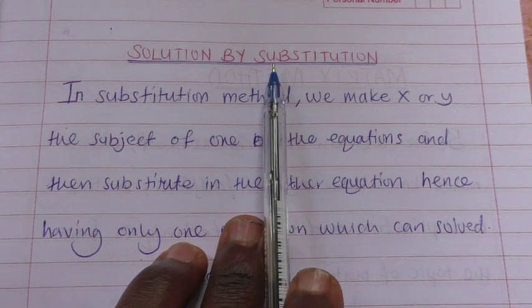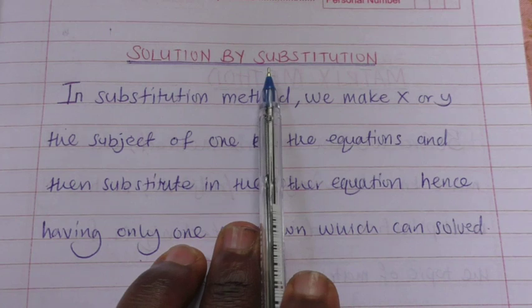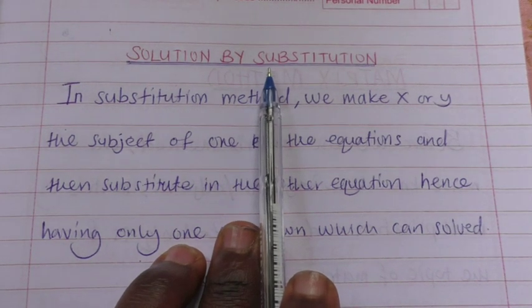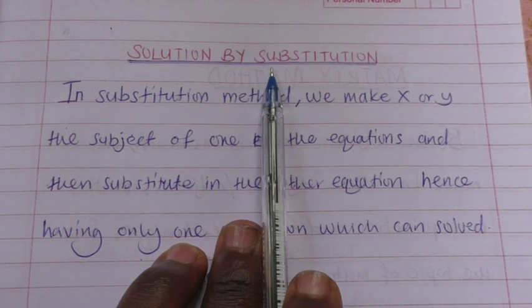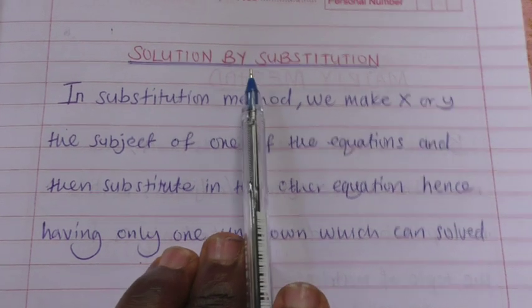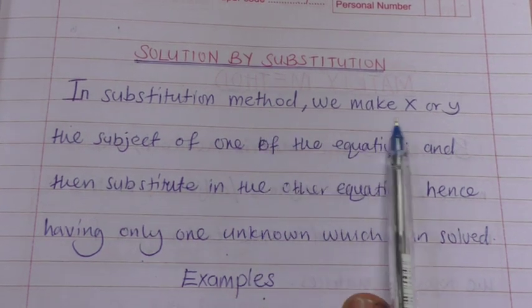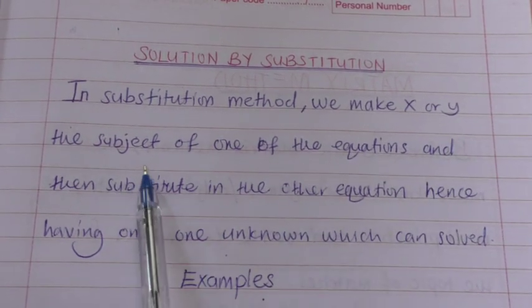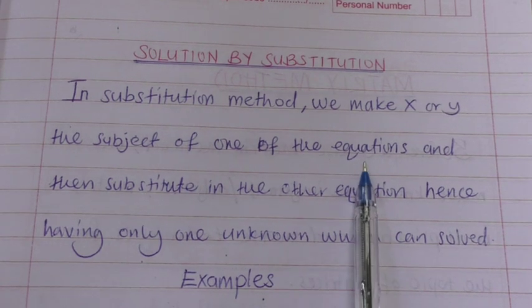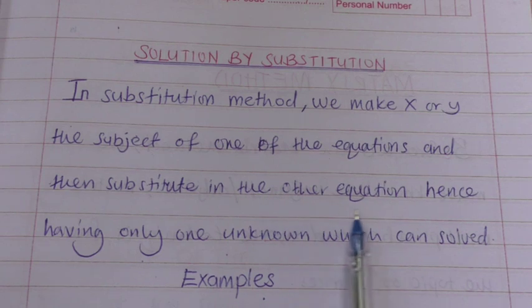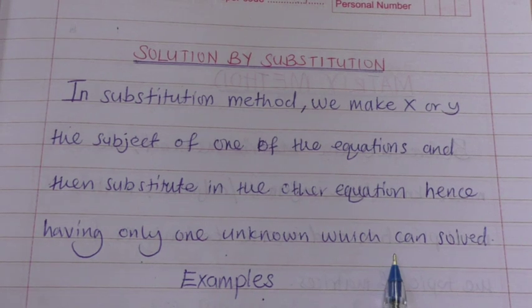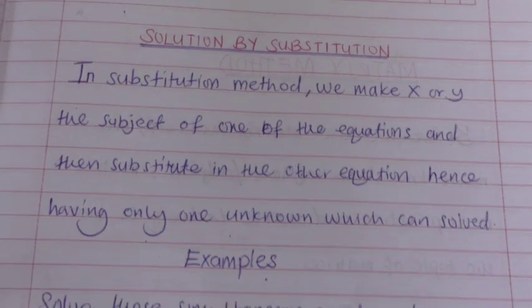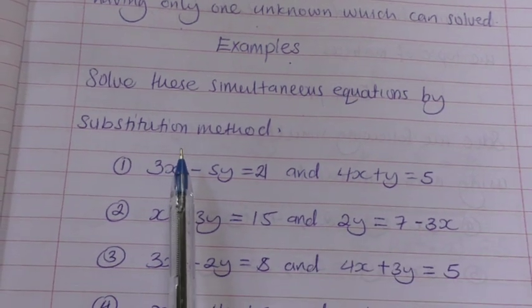We are still looking at how we solve simultaneous equations. We have so far looked at solving by elimination, and now we are coming to our second method, which is solving by substitution. In the substitution method, we make x or y the subject of one of the equations and then substitute in the other equation, hence having only one unknown which can be solved. Let's have examples and see how it works.